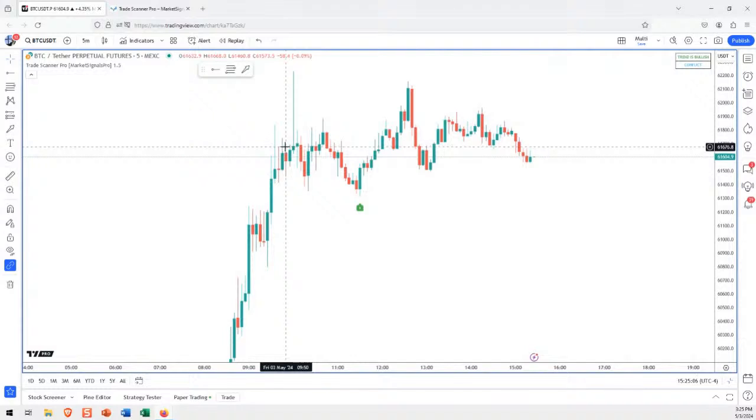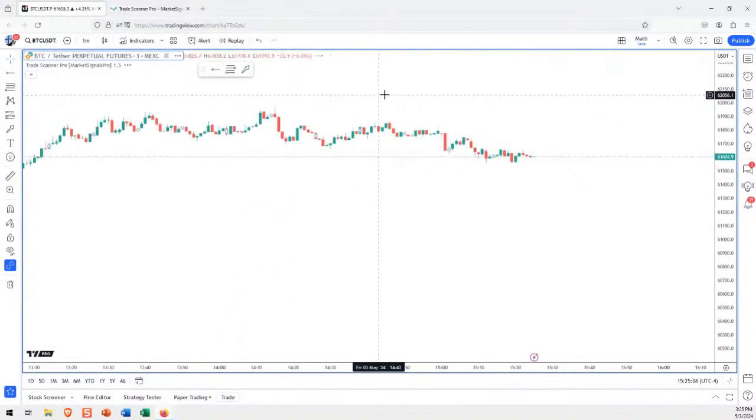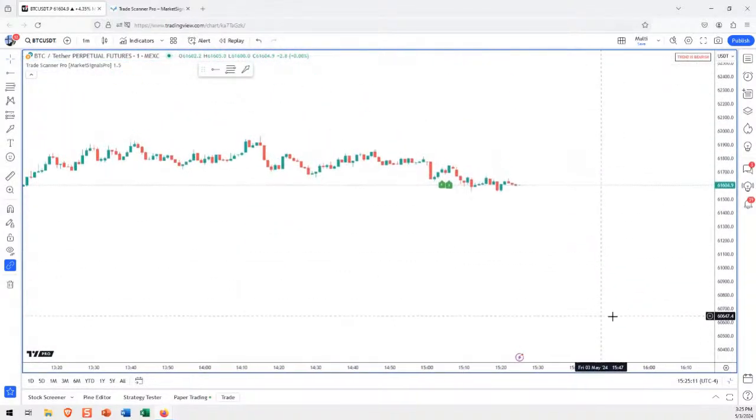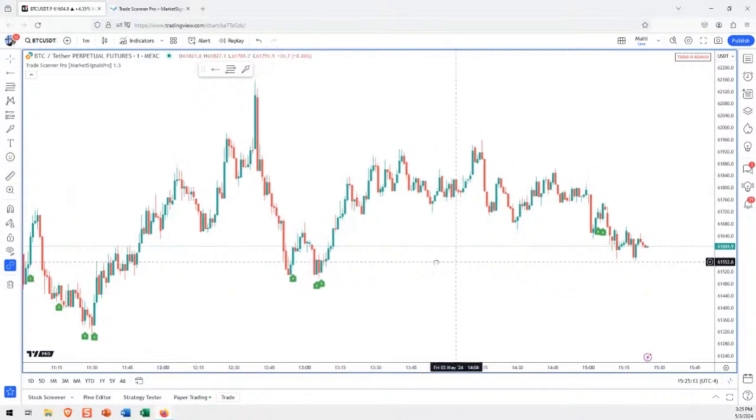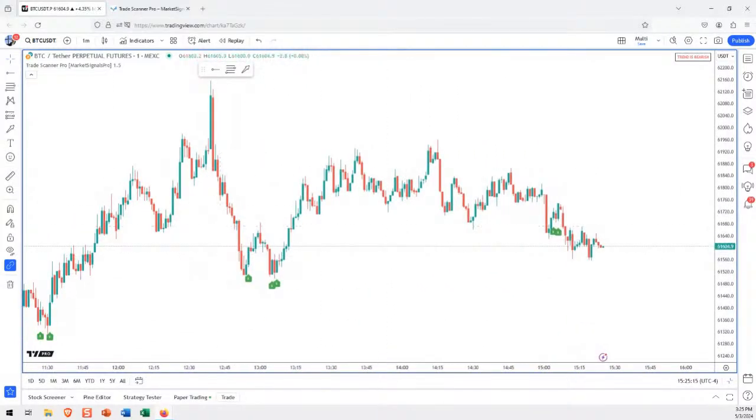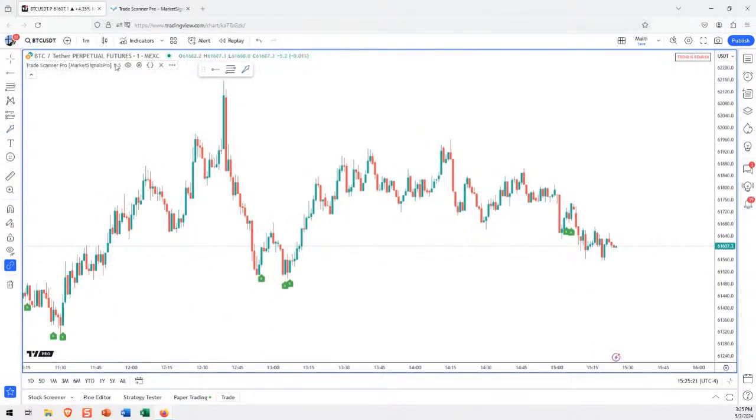So again, we're on the 5-minute. If I put a 1-minute chart up, obviously we're going to see more frequent signals. See that? More frequent signals. Look at that. They're all over the place. Right? So we're going to talk about these double and triple signals appearing in clusters like that. We're going to talk about that. But anyway, that's that setting.